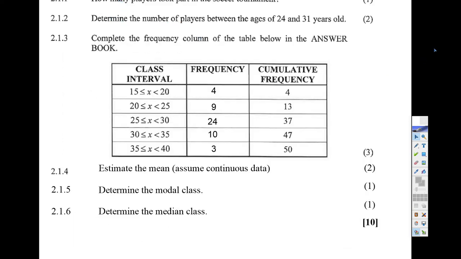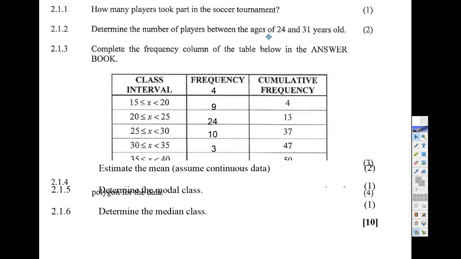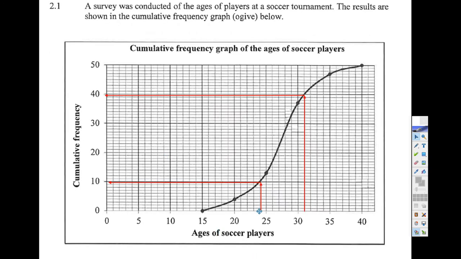Determine the number of players that are between 25 and 31 years old. They should say estimate the number of players between 25 and 31 years old. Because what you do is you go to 25, you run up to the ogive curve, and then you run to the left and you hit the number 10.